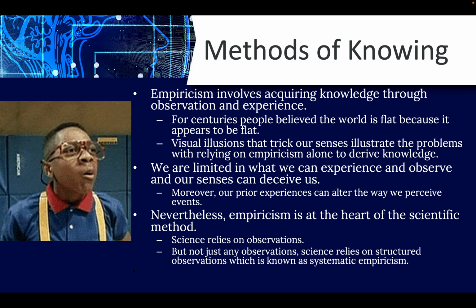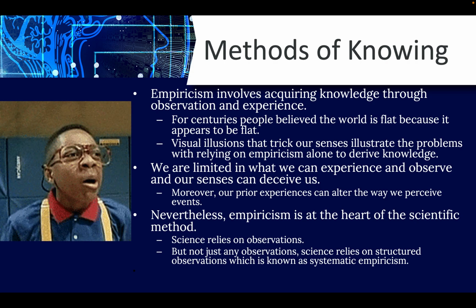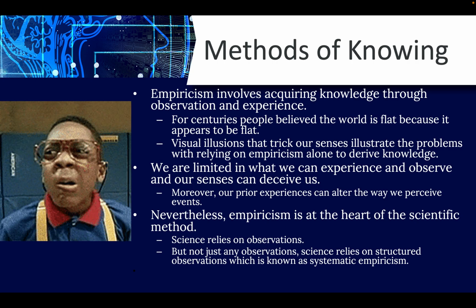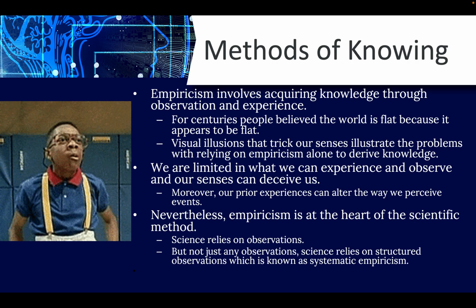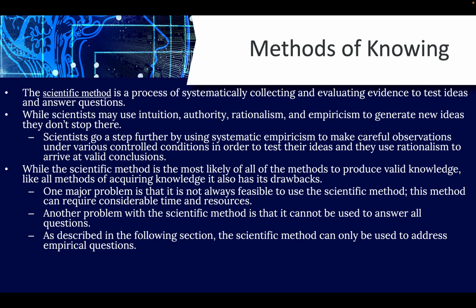But not just any observations. Science relies on structured observations, which is known as systematic empiricism. And of course, empiricism is one thing, but systematic empiricism is something totally different. And that is part of the scientific method. And the next method of knowing is, of course, the scientific method.